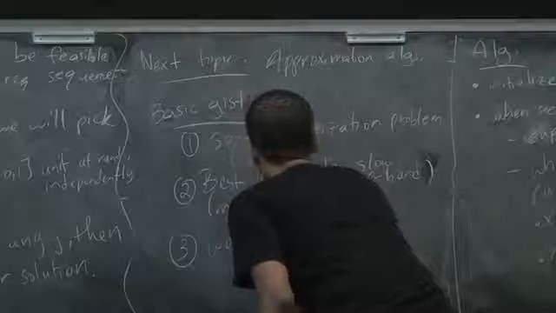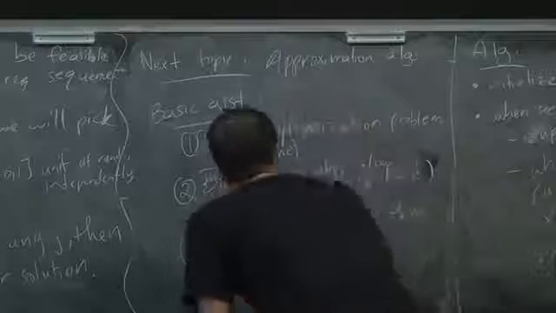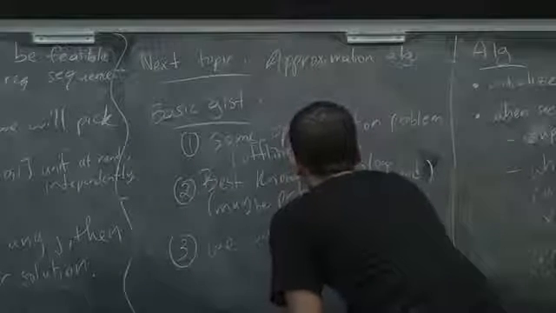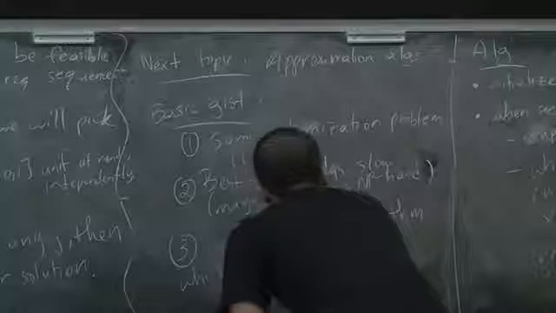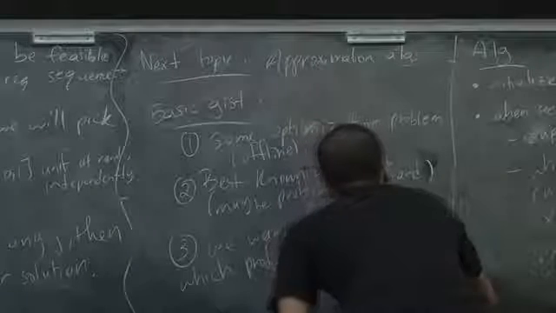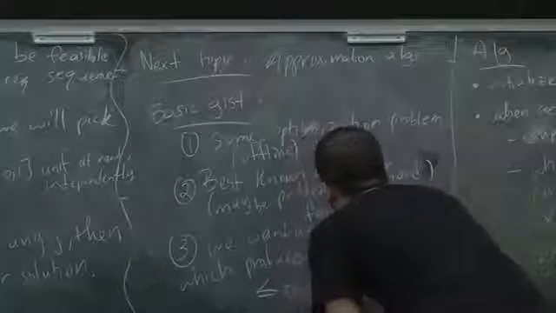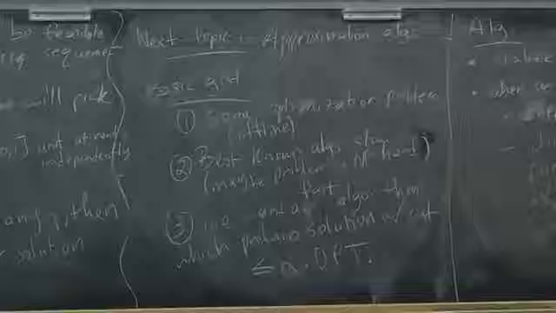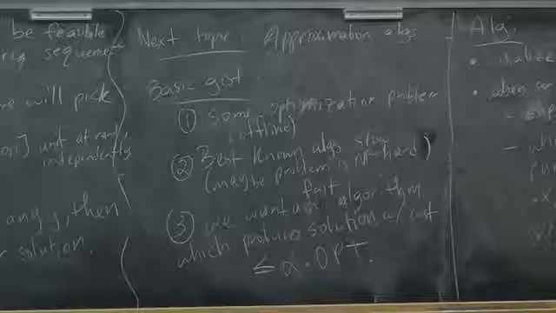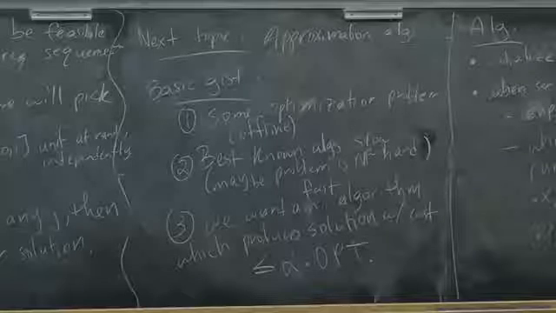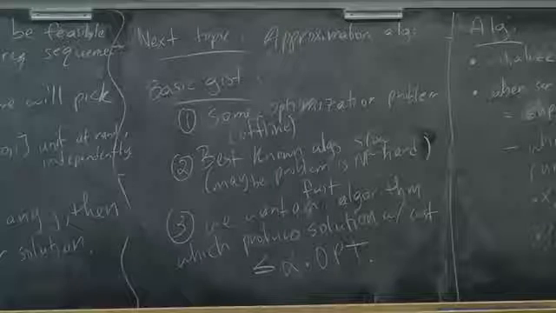Okay, so we want a fast algorithm which produces a solution with cost at most, let's say, some alpha times opt, where alpha is hopefully small. This is for a minimization problem. If our optimization problem is a maximization problem, then we would like to find a solution that has a value at least alpha times opt, where alpha is less than 1. At least half of opt or something.